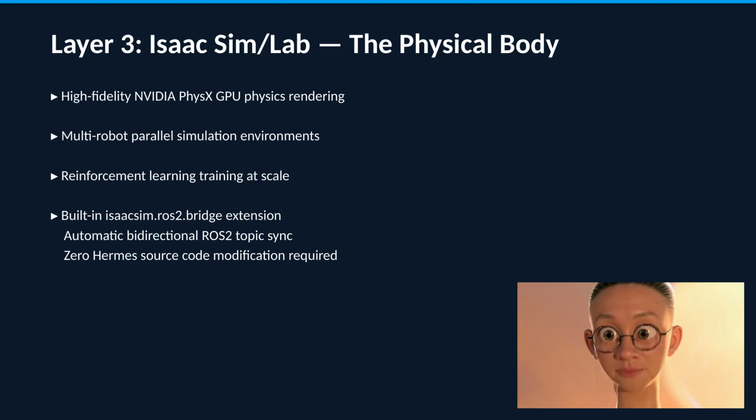Layer 3 is Isaac Sim and Isaac Lab, the physical body. It provides high-fidelity NVIDIA PhysX GPU physics rendering. It supports multi-robot parallel simulation environments and reinforcement learning training at scale. The built-in Isaac Sim ROS2 bridge extension provides automatic bidirectional ROS2 topic synchronization. This requires zero Hermes source code modification.